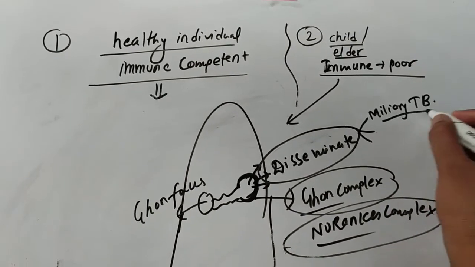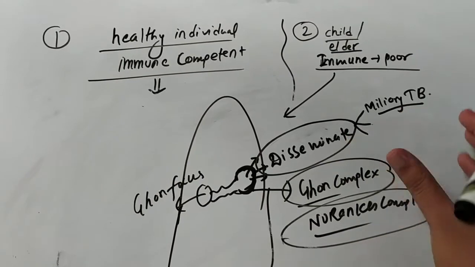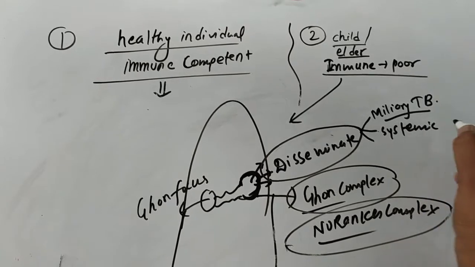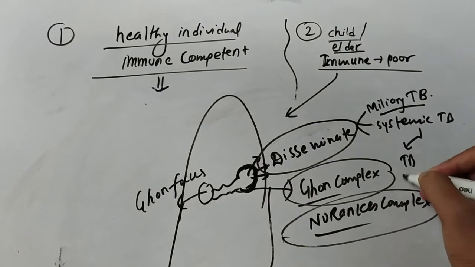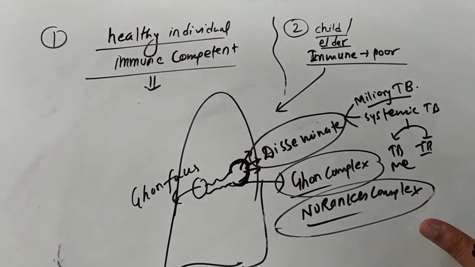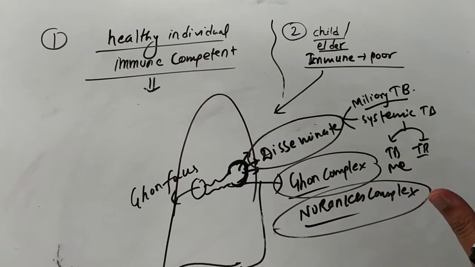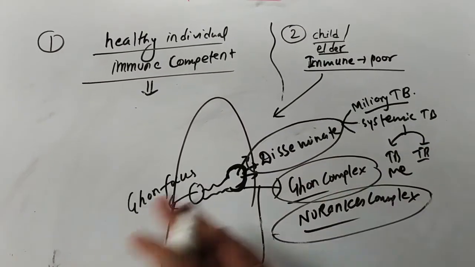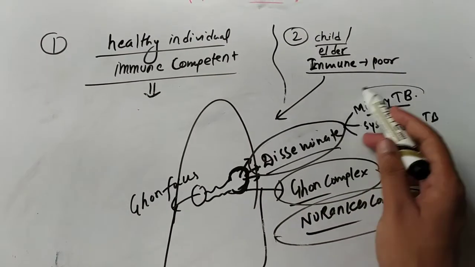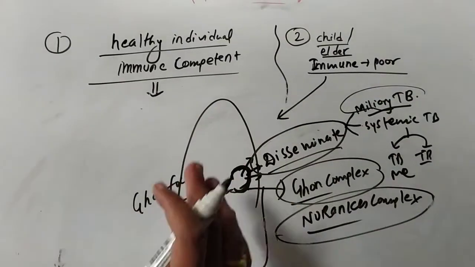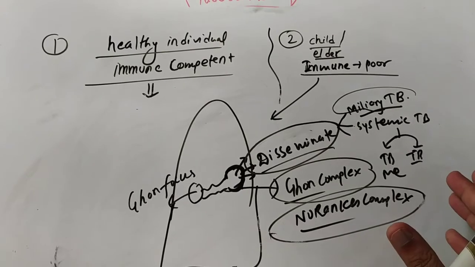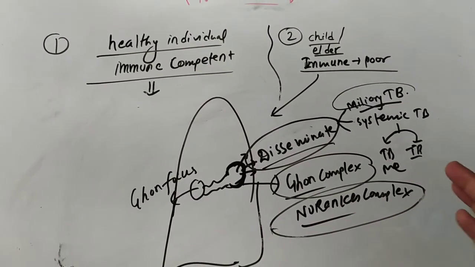I will tell you the mechanism of how the dissemination takes place, when the miliary TB will be formed, or they will cause systemic TB. Either there can be the TB of the meninges, or there can be TB of the liver, TB of the kidney. So any organ can be affected. So simply I said that in the children or the elderly, in the immunocompromised person, if you will not treat the disease, then they will go into the dissemination phase, and they can affect both lungs. If one lung is affected, then both lungs can be affected, or there can be dissemination of the disease in the whole body organs.